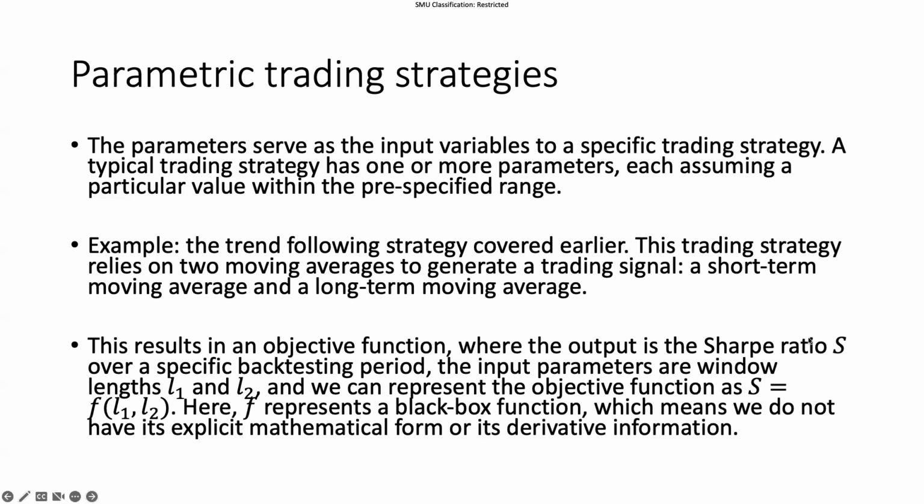Right? So we know how to calculate it, but we do not have a fixed mathematical form that we can use to derive its closed form solution. So that's treating the strategy as a black box function, where we can use the tools in Bayesian optimization to find the global optimum in a shorter time.